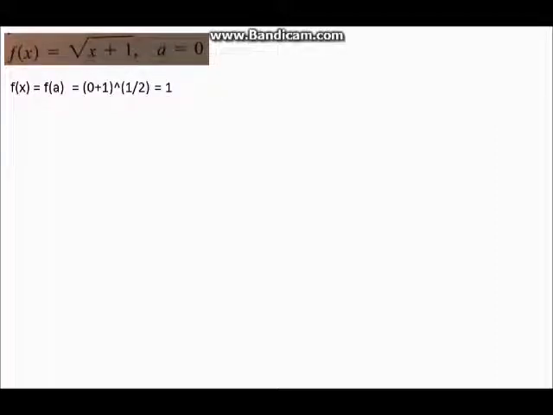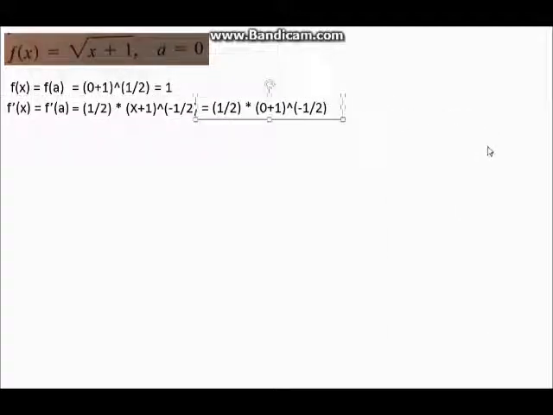Okay, now we're going to take the first derivative, as our trend suggests. And again, if f of x is equal to f of a, f prime of x should equal f prime of a. So the first derivative is 1/2 times x plus 1 to the negative 1/2. So there's our first derivative. And what we're going to do is substitute our a for x. So we plug in our 0 value. And when we condense that down, again, we get 1/2.